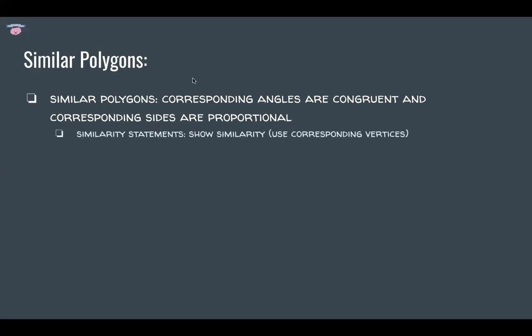Similarity statements show similarity, and it's basically like a congruent statement, except there's a new symbol. Congruence was this, similarity is this. So you say figure A is congruent to figure B. Triangle ABC is congruent to triangle DEF, and so on.